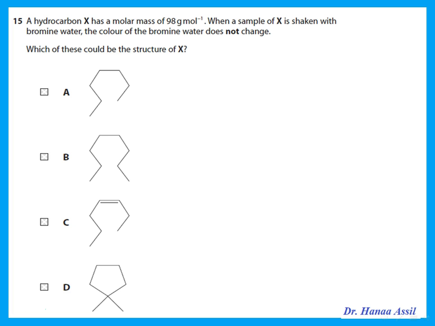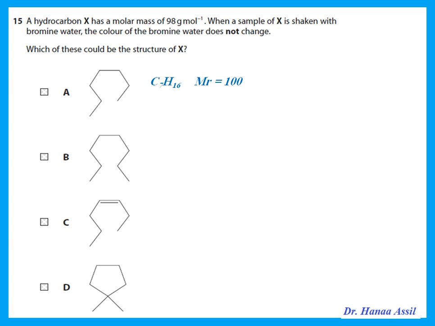A hydrocarbon has a molar mass of 98 grams per mole. When a sample of X is shaken with bromine water, the color of the bromine water does not change. Now, which of these could be the structure of X? So first of all, he's saying the molar mass must be 98. So we need, first of all, to see which one has molar mass 98.